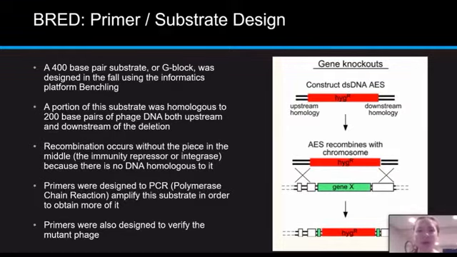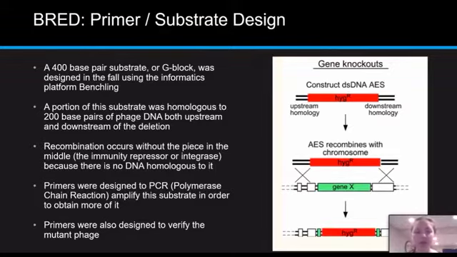It's basically a 400 base pair double-stranded DNA substrate with 200 base pairs of homology, both upstream and downstream of the gene that we'd like to delete. In my case, the immunity repressor, and in Colby's, the integrase. So when the allelic exchange reactions occur, as you can see in the diagram on the right, the reaction occurs without the portion in the middle because there's no DNA homologous to it.